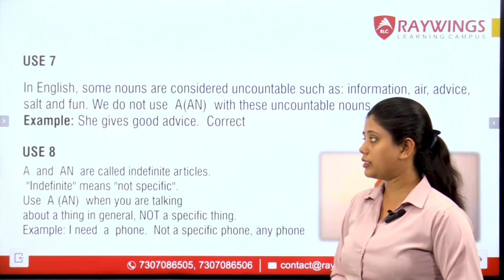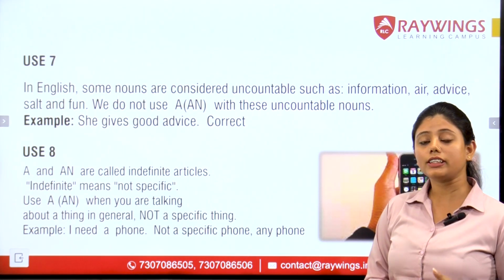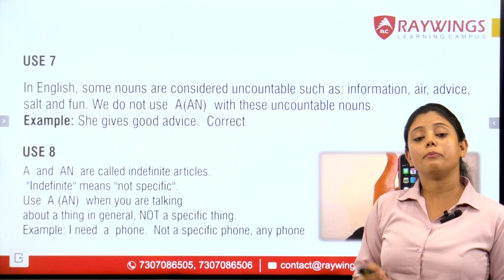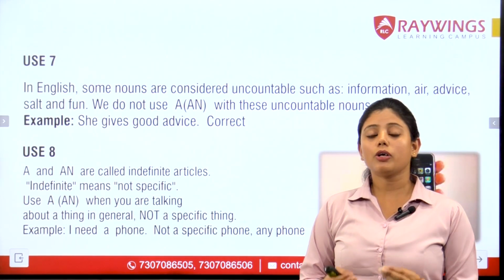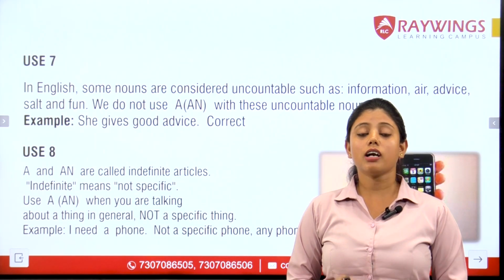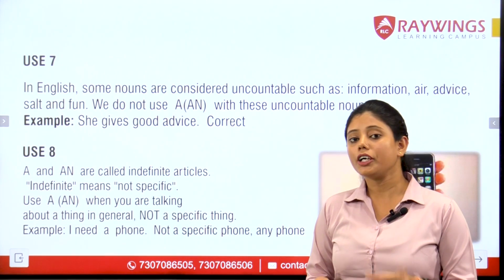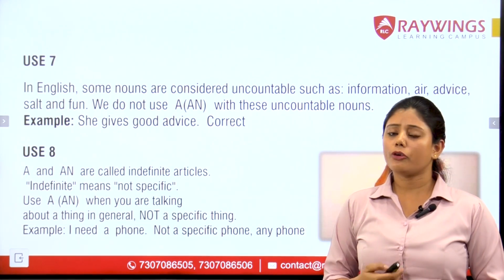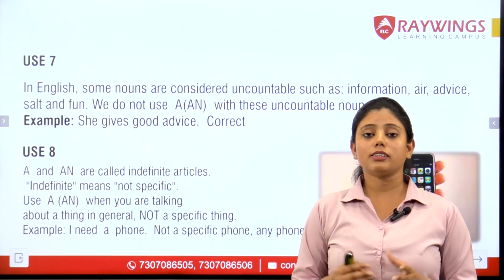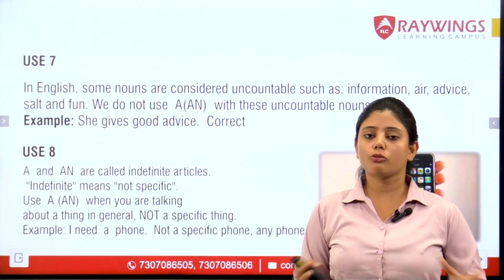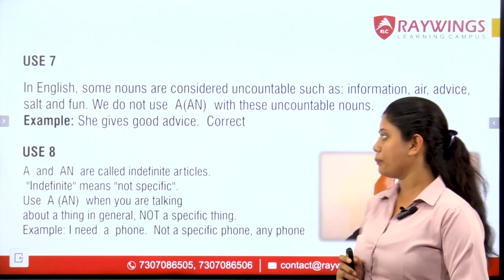Now, use number 6. In English, there are some words that are considered uncountable. Although they can start from any vowel or a consonant, always remember that these words are not plural, not singular. So we will not use any article before them. For example, information, right? Information is not a singular noun. It's a bunch of information, so much information we get, right? That's why we are not going to use any article before them.